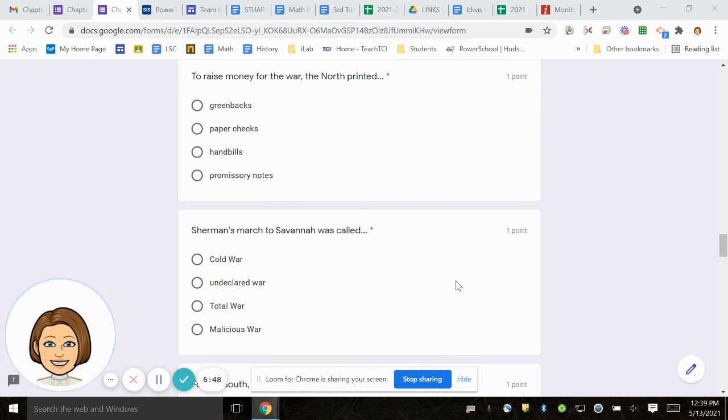Number 11. To raise money for the war, the North printed greenbacks, paper checks, handbills, promissory notes. Number 12. Sherman's march to Savannah was called Cold War, Undeclared War, Total War, Malicious War.